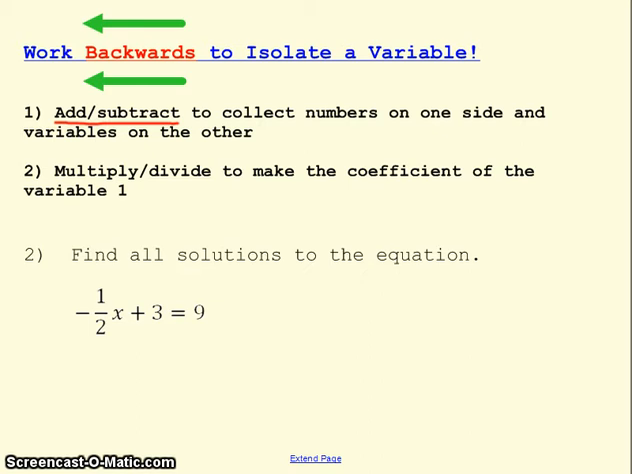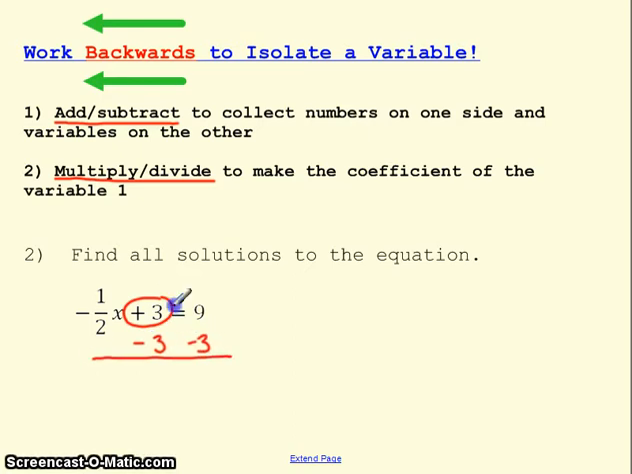Once you've done that with addition and subtraction, your second step is to multiply or divide to isolate whatever your variable is, to make its coefficient 1. So in number 2, you see we've got negative 1/2 x plus 3 equals 9. So our first step is going to be addition and subtraction. So that means that we need to get rid of this plus 3, and we're going to undo that by subtracting 3 on both sides. So I'm going to subtract 3 right here and subtract 3 right here.